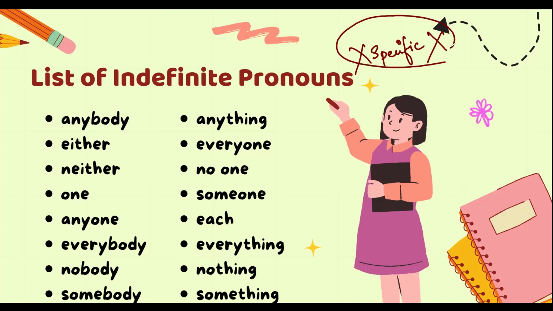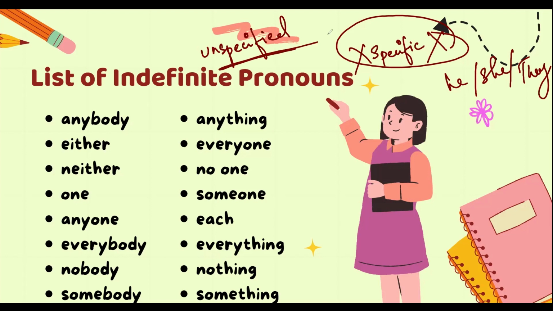They do not talk about anything specific. We don't know if they are talking about he, she, they, whom. We don't know which person or which thing. They're not definite, and that's why we call them indefinite pronouns, because the person or the thing is unspecified. Remember, unspecified. Another thing you need to remember is indefinite pronouns can be singular or plural.